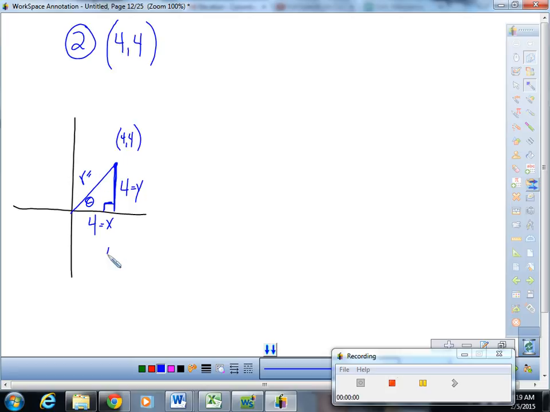Okay, so we'll say 4 squared plus 4 squared equals R squared. 16 plus 16 equals R squared. R is the square root of 32. We will just leave it like that. Okay. And now we'll get to the answer. I'll make myself more room now.